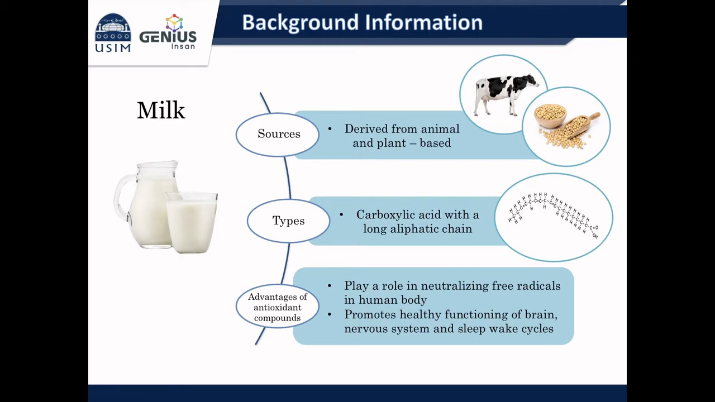Types of compounds that are normally found in milks consist of carboxylic acids with a long aliphatic chain. The benefit that we could get by consuming milk in our daily life is that it has antioxidant compounds that play an important role in neutralizing free radicals in the human body. Besides, it also promotes healthy functioning of the brain, nervous system, and sleep-wake cycles.